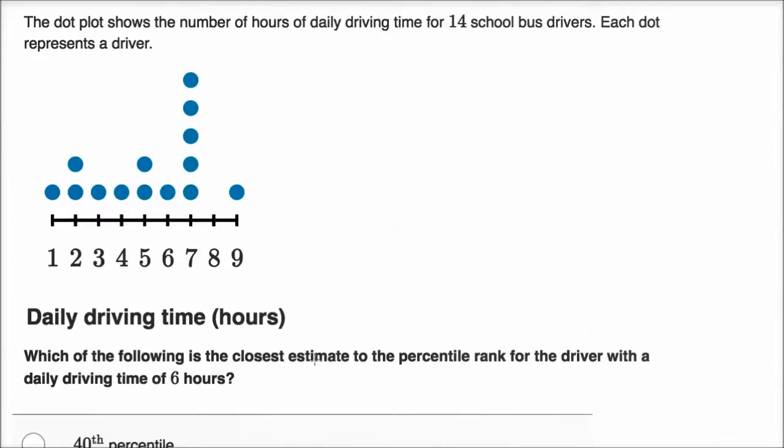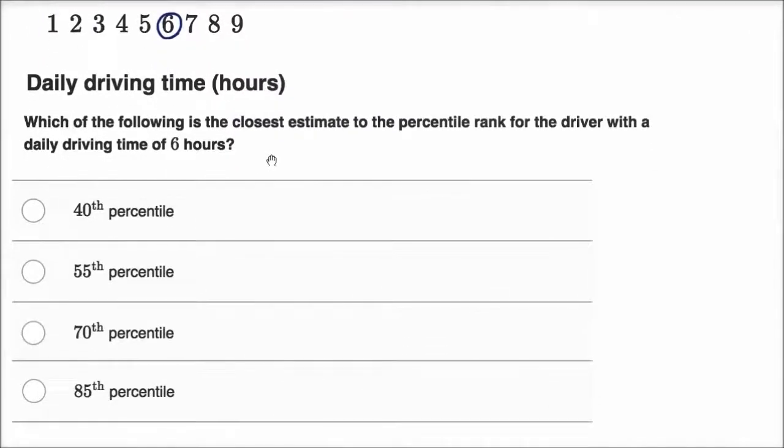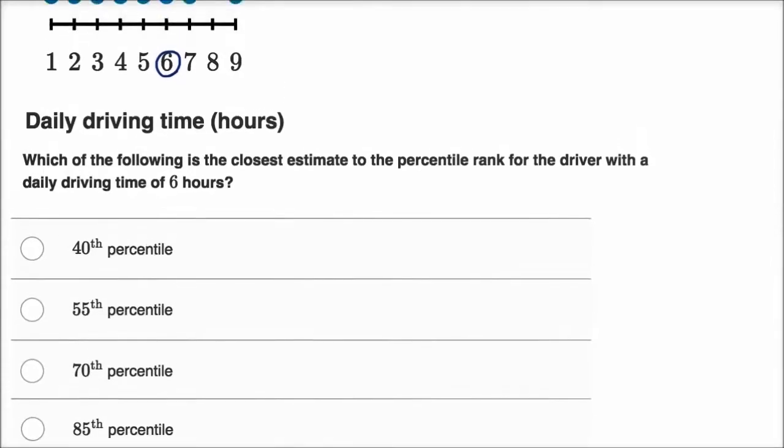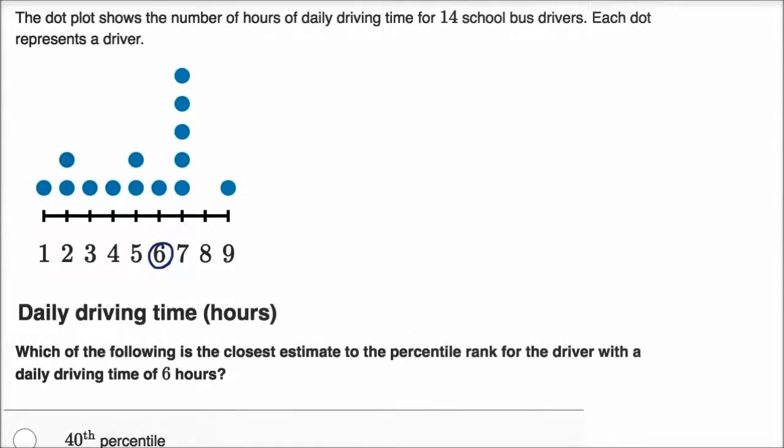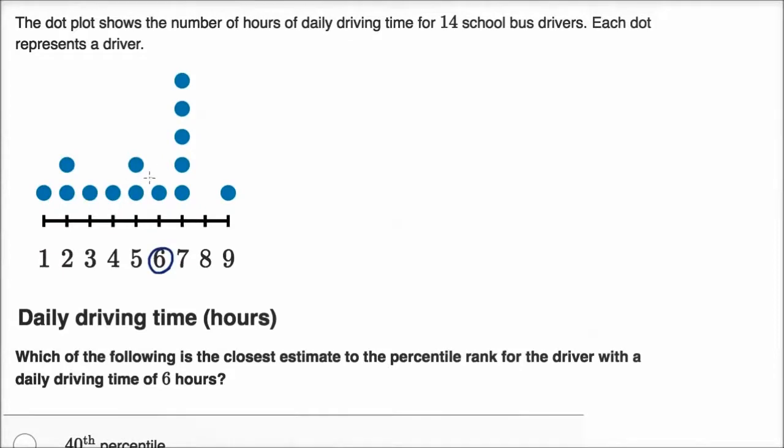Which of the following is the closest estimate to the percentile rank for the driver with a daily driving time of 6 hours? And then they give us some choices. So pause the video and see if you can figure out which of these percentiles is the closest estimate to the percentile rank of a driver with a daily driving time of 6 hours, looking at this data right over here. All right, now let's work through this together.